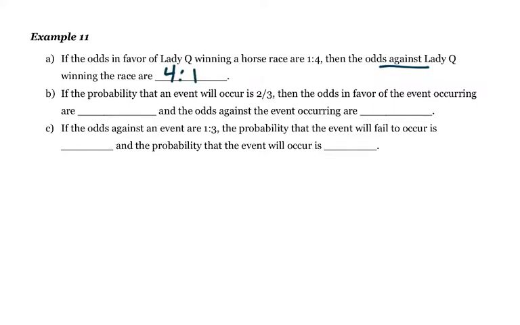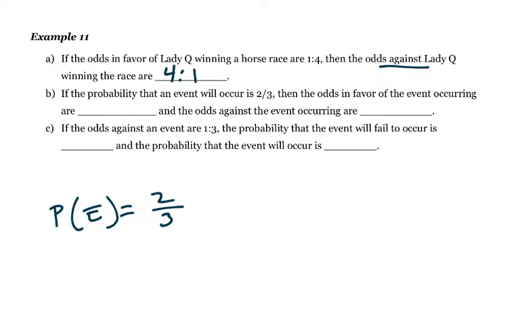Okay. If the probability that an event will occur is 2 out of 3, or 2/3, then the odds in favor of the event occurring are, this is tricky. You have to think about what's happening. It's saying that the probability of the event is equal to 2 out of 3. That means 2 favorable outcomes out of a possibility of 3 outcomes.